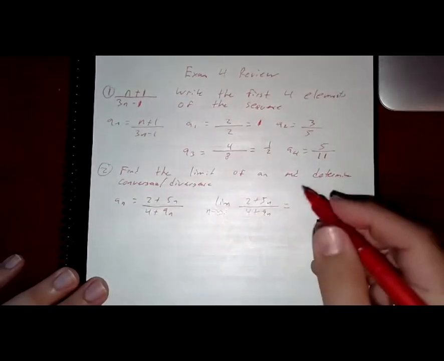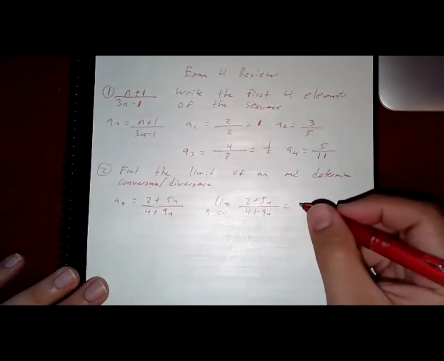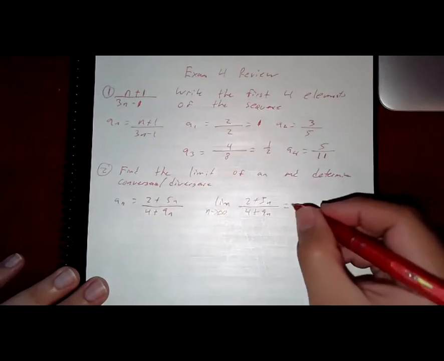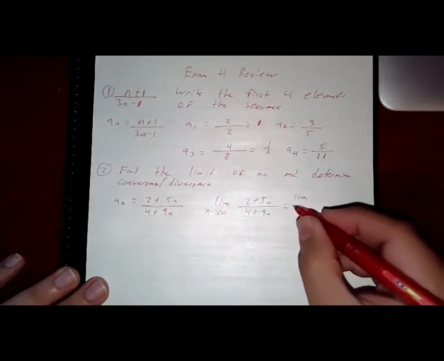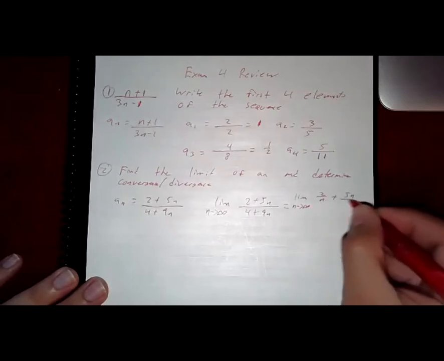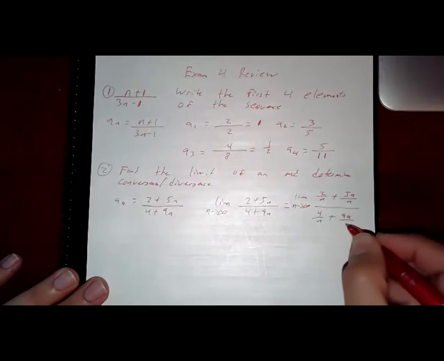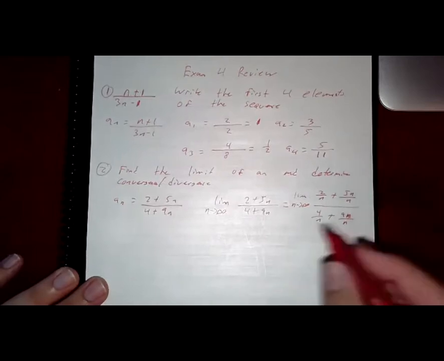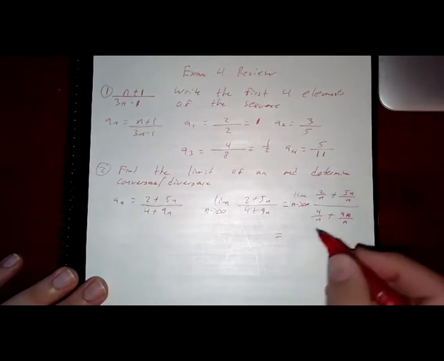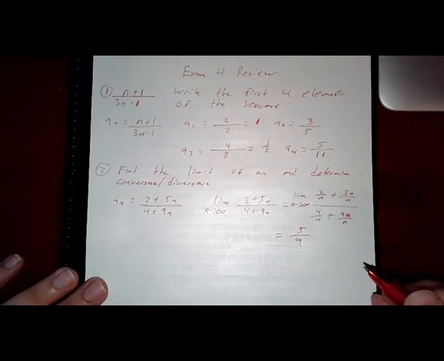I did 2n over 2n plus 5n over n. I put everything over n, then divide by 4 over n plus 9n over n. That's the way I did it, because then the n's cancel out. And so you end up with simply the coefficients of the highest power, which is 5, right? And it converges to 5/9. The limit of the sequence converges to 5/9.